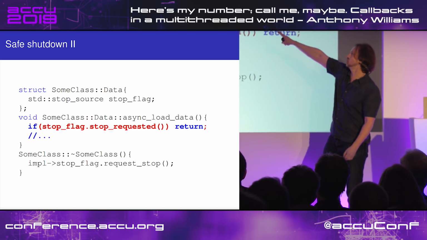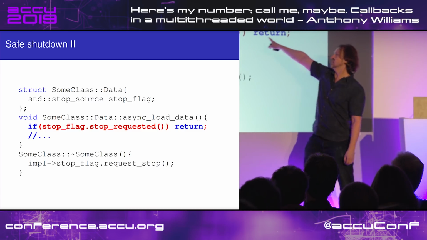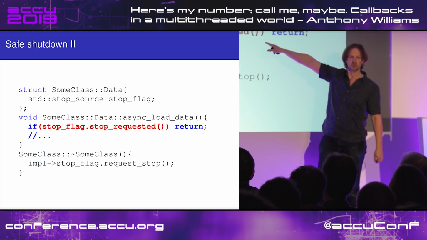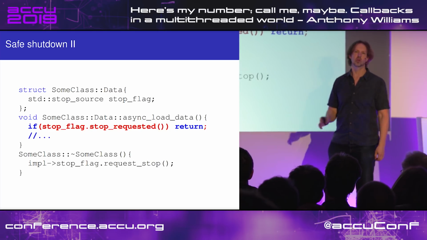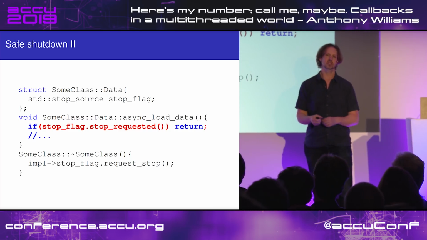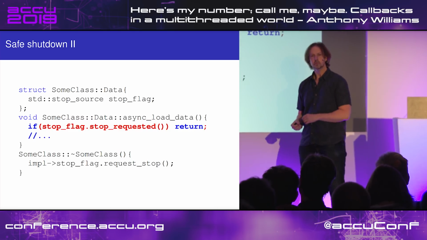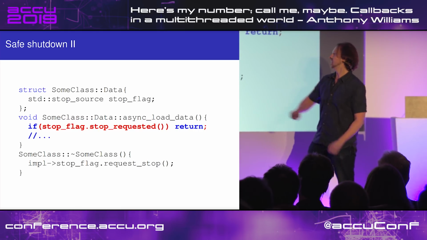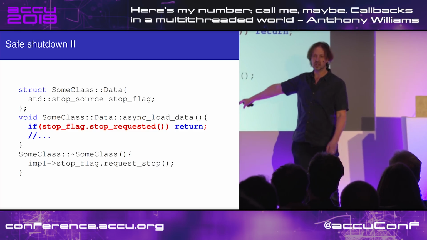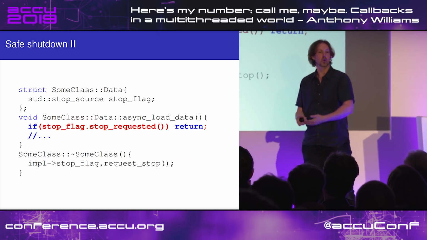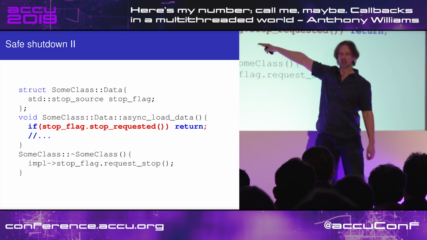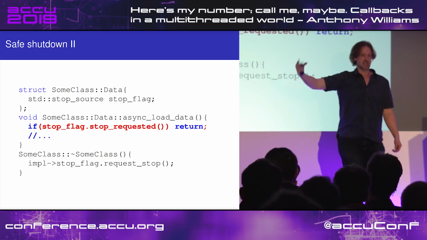So we can stick a stop source in our data, and then when we try and do the load task, we can say, if stop's been requested, then okay, we're not going to actually do anything. We're not going to call into the file handle to do an async read. We're just going to stop now, and then in the destructor of our class, we can request a stop. After we do this, we won't get any new tasks spawned. But if this one is still running, because no stop was requested when we started it, but it's now stuck here doing something, then it's going to keep running.